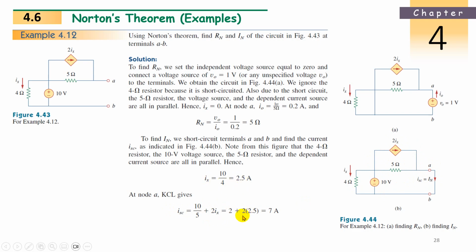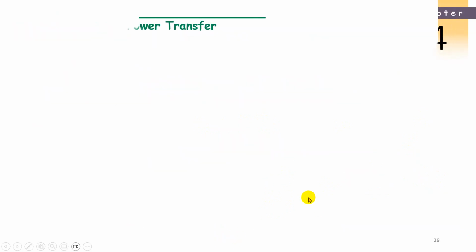So find that one: 10 by 5 is 2, and 2Ix. Ix we already found as 2.5, so 2 into 2.5 is 5. So 5 plus 2 is 7. So 7 amperes is your IN. So we got the IN and we got the RN. We got 7 amperes as the current and 5 ohms as the RN. We can have the equivalent circuit.